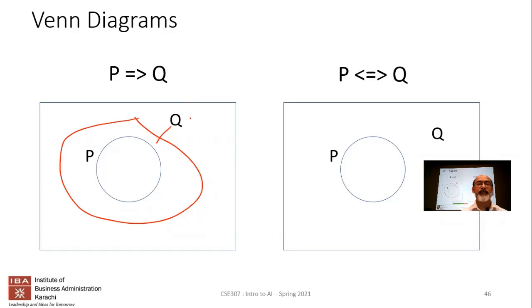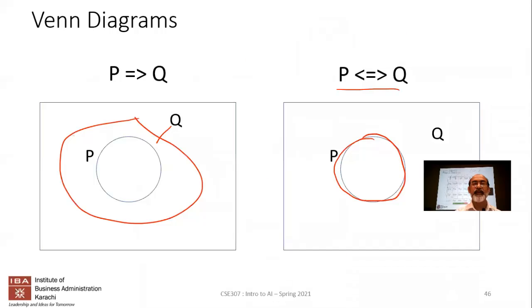So P implies Q, and if you say P implies Q and Q implies P, what does that mean? Where is Q now in this case? It'll be exactly equal, right? So P and Q will be exactly the same. My drawing is not perfect, but it's supposed to be identical. Because that's kind of obvious, right?